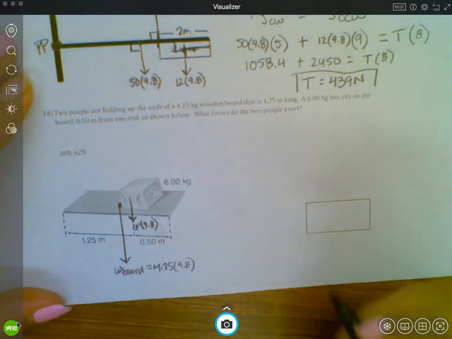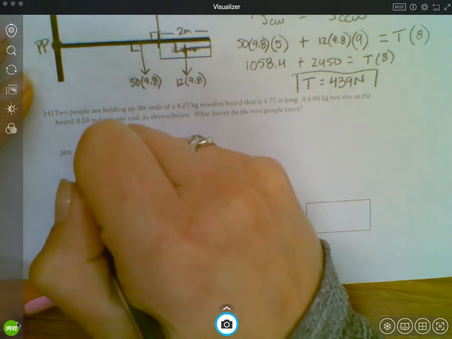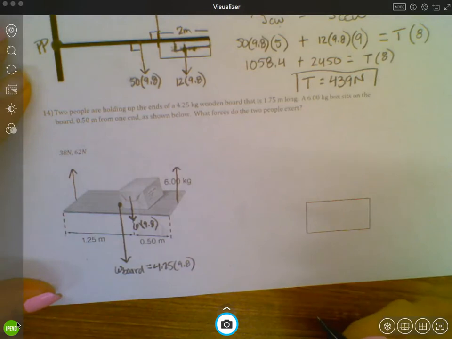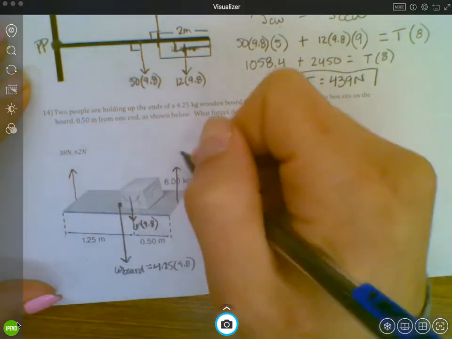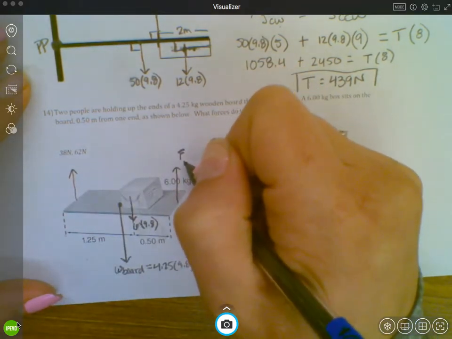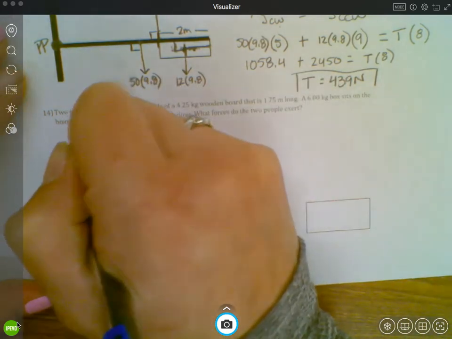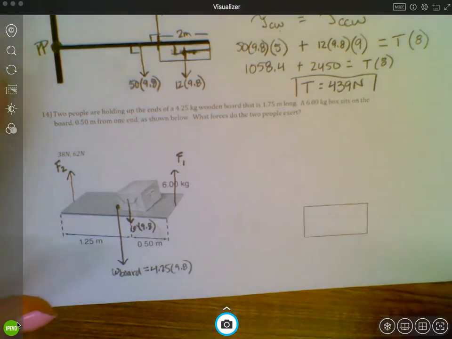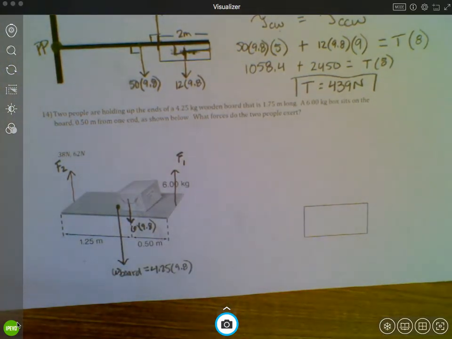Okay. And then you have two people holding it up. So they're putting forces on the ends to hold it up. Right? You can imagine their hands underneath pulling up. So I'm going to call this force 1 and this force 2. Now, this is really tricky because you're going to have to solve these two forces separately.